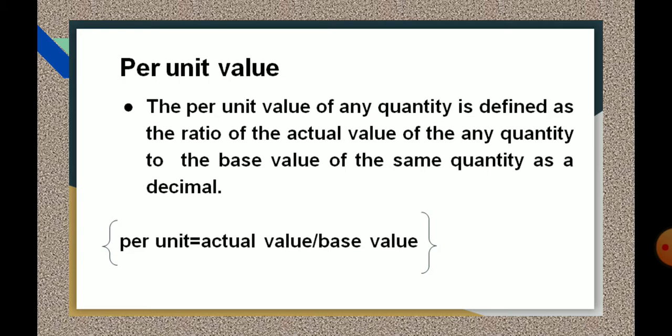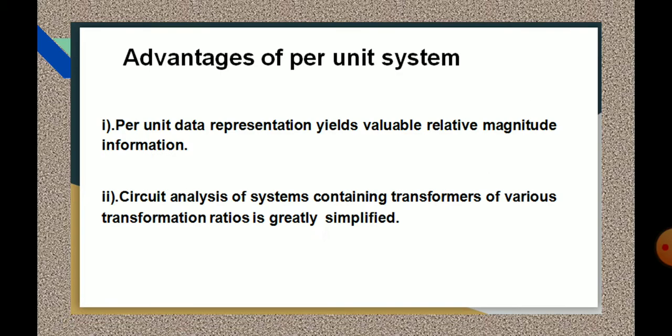So per unit value of any quantity is defined as the ratio of the actual quantity to the base value of the same quantity as a decimal. So its formula is per unit is equal to actual value divided by base value. Next one is advantage of per unit systems. First point, per unit data representation yields valuable relative magnitude information. Circuit analysis of systems containing transformers of various turns ratios is greatly simplified.